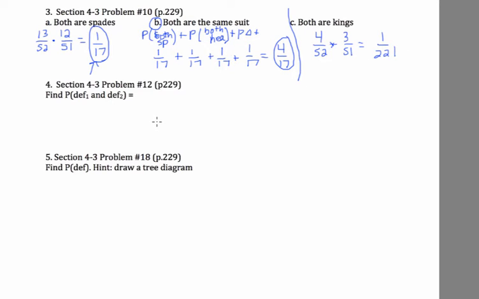Problem number 4, which is problem number 12. A flashlight has 6 batteries, 2 of which are defective. So what's the probability of being defective? 2 out of 6, right? So if 2 are selected at random without replacement, find the probability that both are defective. Okay, so I don't replace them. So find the probability that I get 1 defective and then another defective.